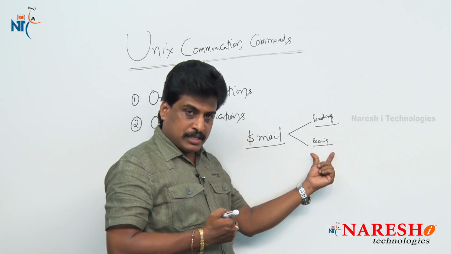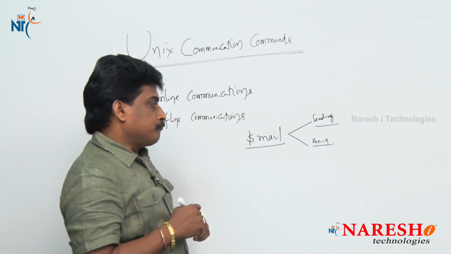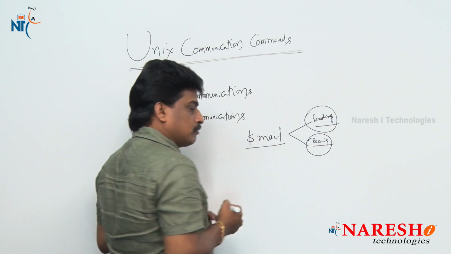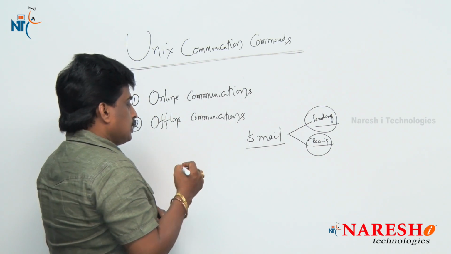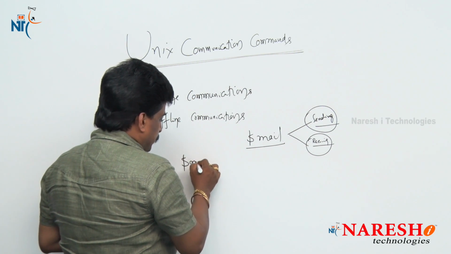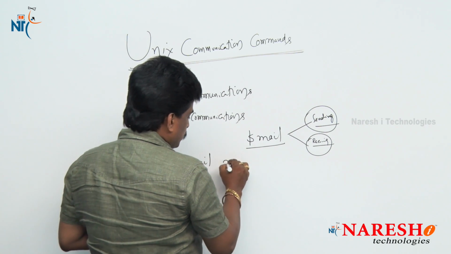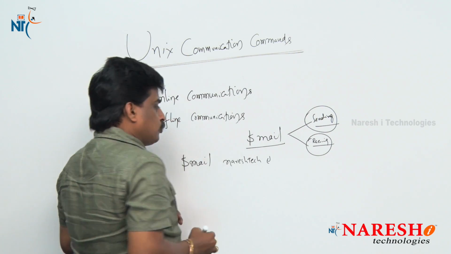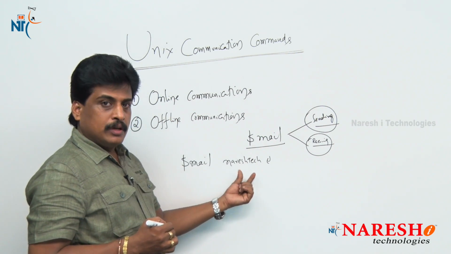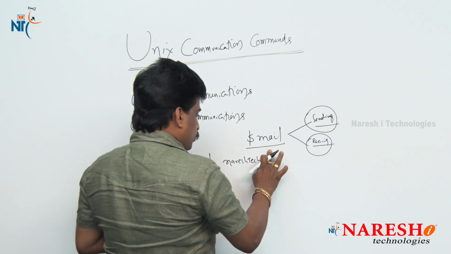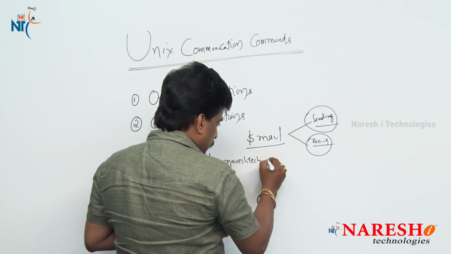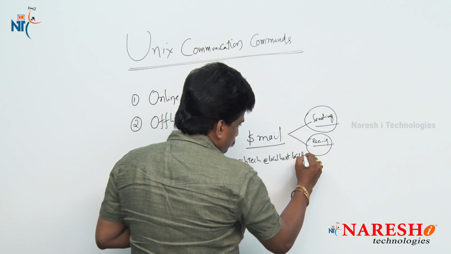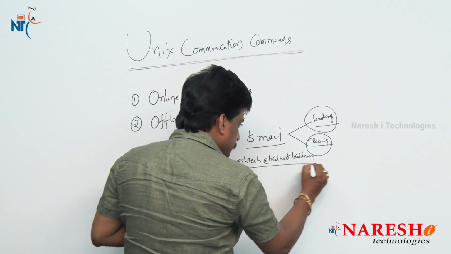Sending options available, receiving options available. What are the sending options available? What are the receiving options available? We'll try to see one by one. For example, I want to send a mail to a particular user. I am sending a mail to the Naresh Technologies user. Whenever you are sending to that user, by default you can type the complete name, @localhost.local domain. This is the complete mail ID.